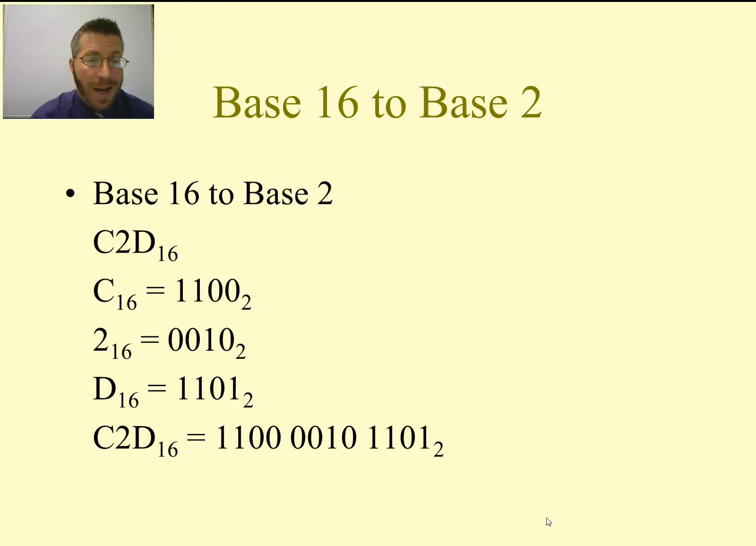If we were converting octal to binary, which is base 8 to base 2, instead of having each octal digit represented by 4 binary digits, it would be represented by 3 binary digits. The reason for that is 2 to the 3 is 8. And so we only need 3 binary digits to represent an octal digit. 2 to the 4 is 16, which is why we need 4 binary digits to represent each one of our hexadecimal digits in our number.